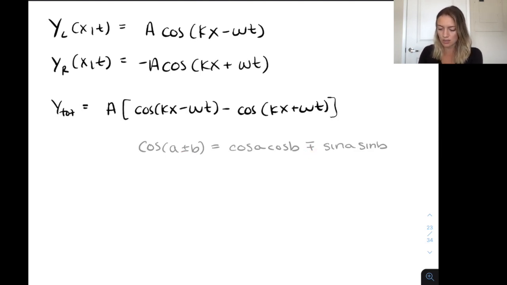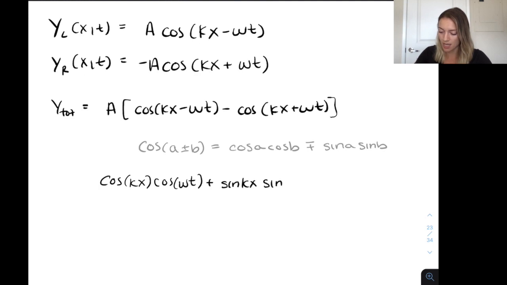Okay, so now we can use this trig identity to rewrite what we have in here. We're going to use this where a is kx and b is omega t, and then just rewrite it. I'm going to forget the amplitude outside for a second. So we have cosine of kx times cosine of omega t. And then we have plus, because here it's minus omega t, so we use plus down here. So then we have plus sine kx sine omega t.